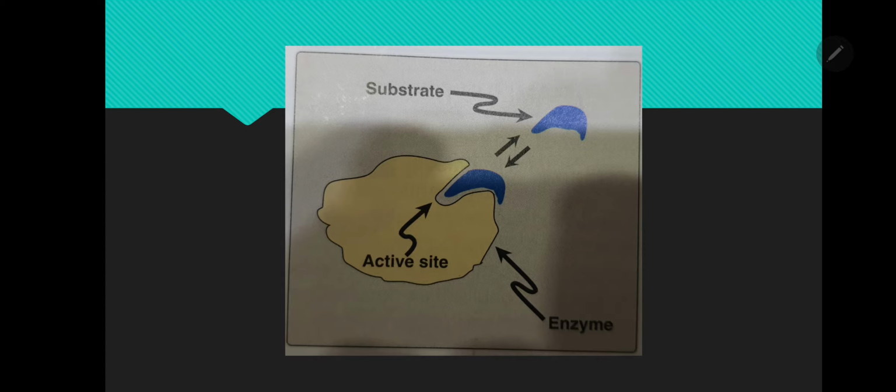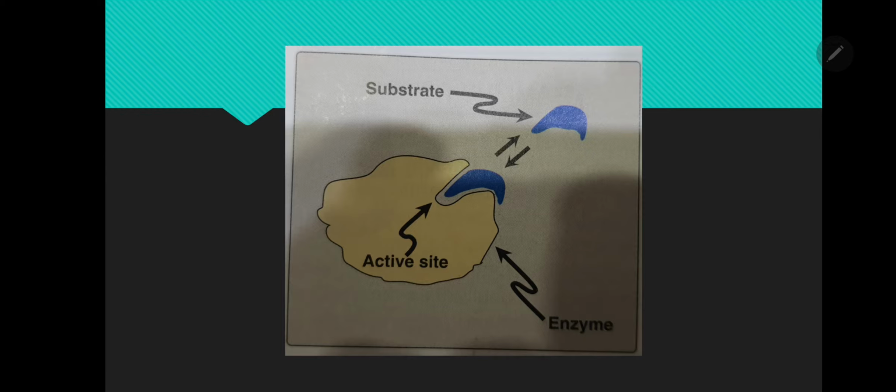Now, coming to the properties of enzymes, after nomenclature and classification. As I told you, they are catalysts that increase the velocity of chemical reactions, and they themselves are not consumed during the reaction.